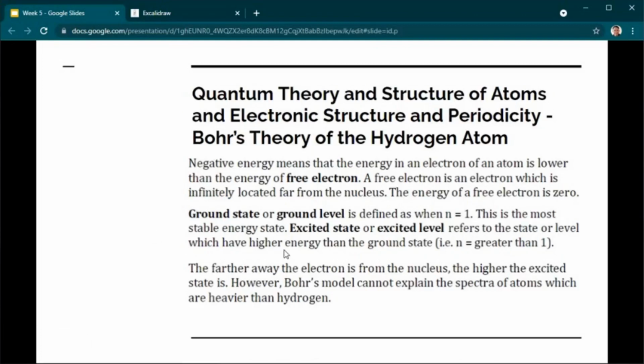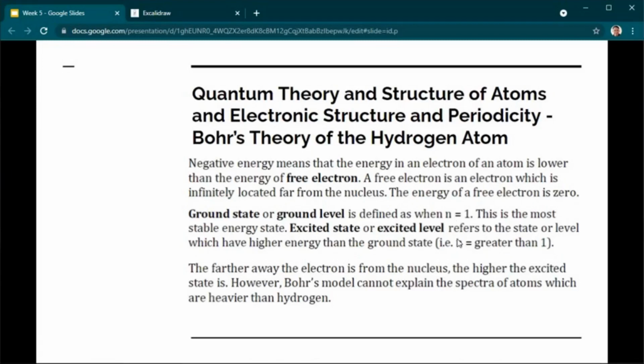Next, ground state or ground level is defined as when n is equal to 1. This is the most stable energy state. This is the first quantum level, which is the closest to the nucleus. It is said to be the most stable because the pull of the nucleus is very strong on this quantum level. It's very close.